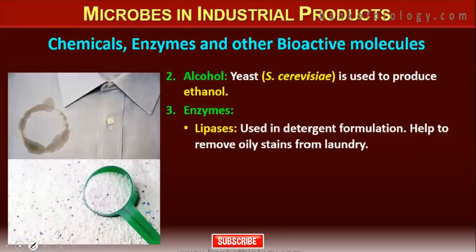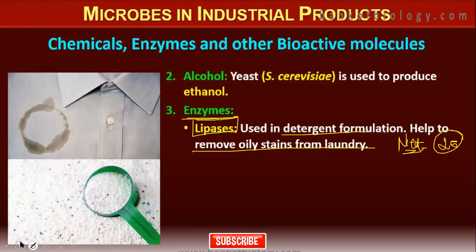Then you have certain enzymes. First one is the lipase. Lipase means what? They are used in the detergent formulation, helps to remove oily stains from laundry. Previous year NEET MCQ question. At least 25 times repeated MCQ question coming from the upcoming slides. First one, lipase used in detergent formulation to remove oily stains from laundry.